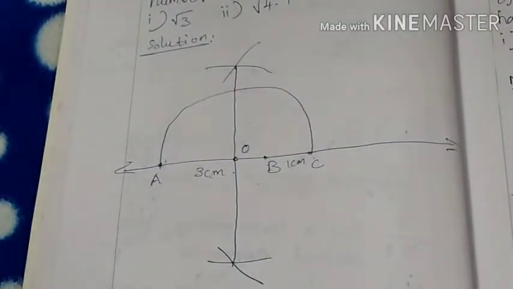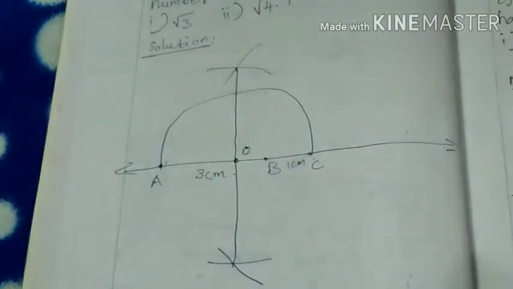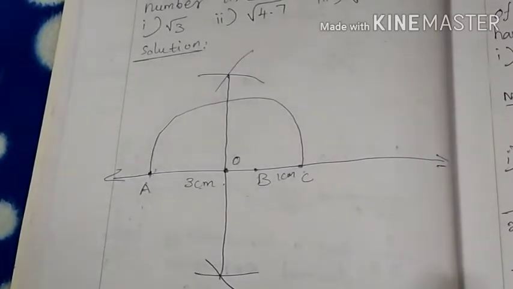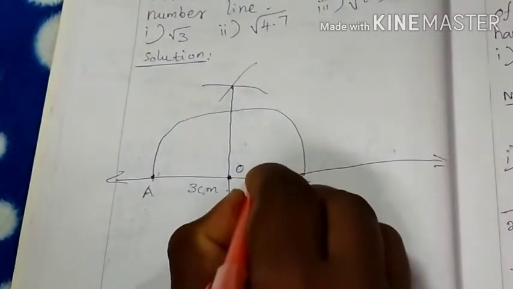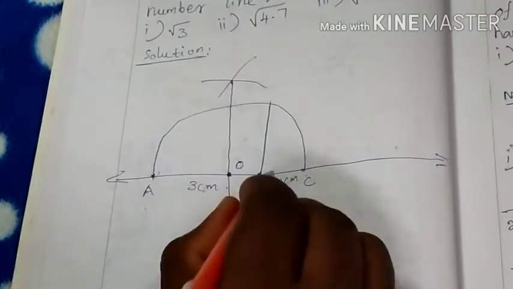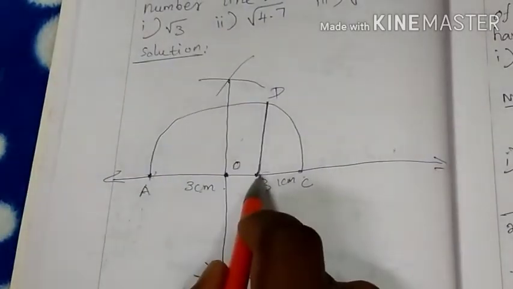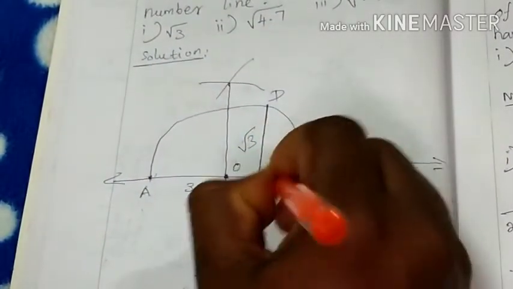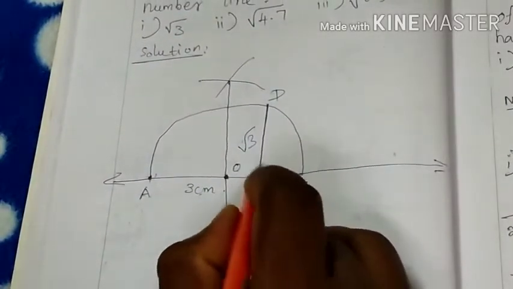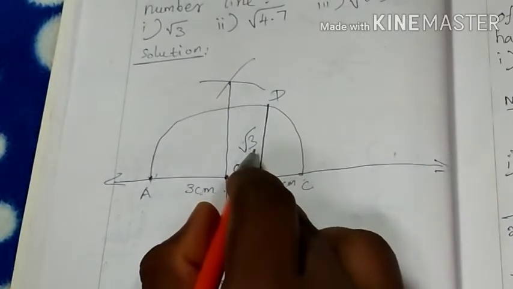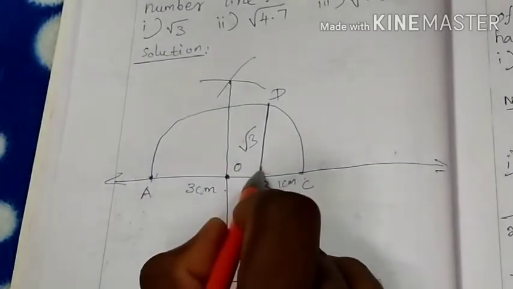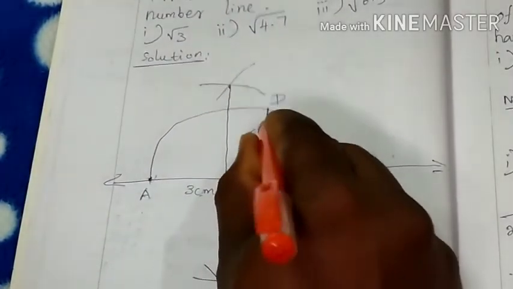Draw a semicircle here with the compass. Every arc we want to draw, we draw with the compass. Then draw a line BD, which is perpendicular to AB. BD is equal to root of 3. Here use the set square. You have a triangular set square in your geometry box. Put it on the line AB, then draw a perpendicular line here.